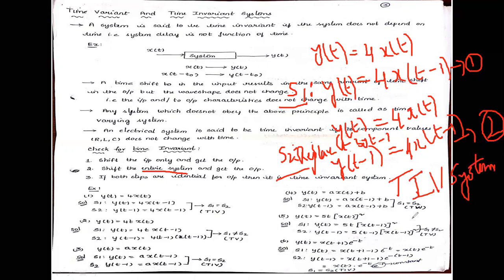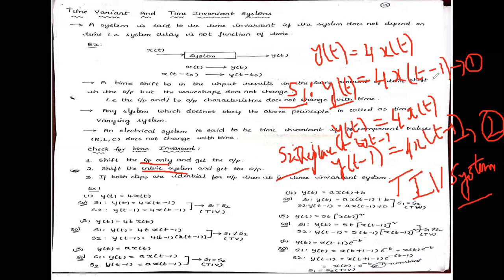Time invariant system. In the first step, you only take the input shifted. Shift the input only and get the output y of t. Then shift the entire system: whatever t we have, you shift it by one sample. If the output is also shifted, then we can call it a time invariant system.